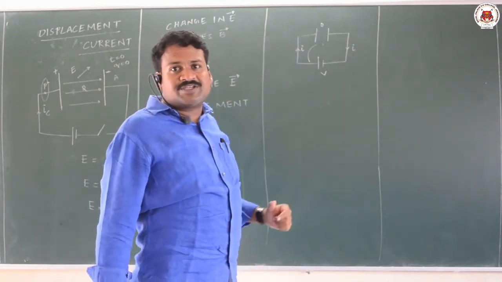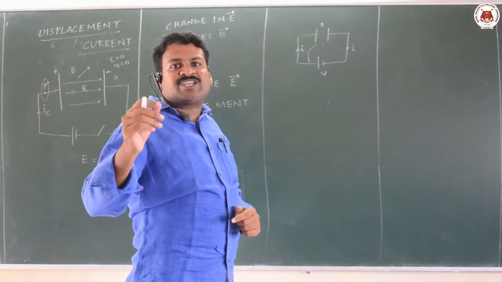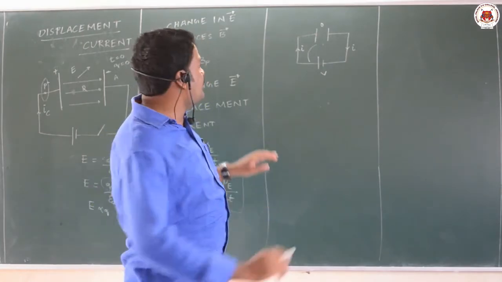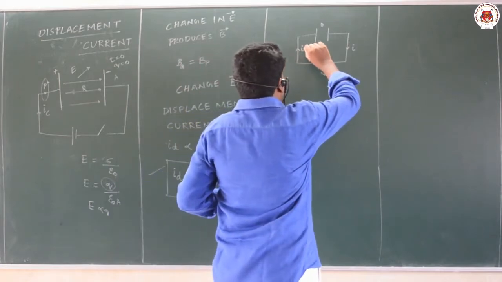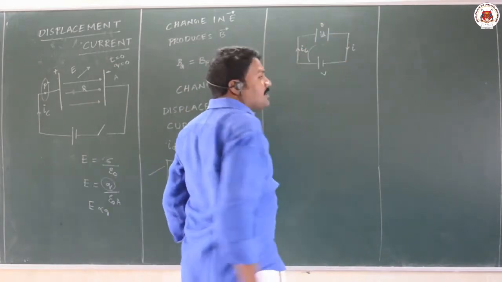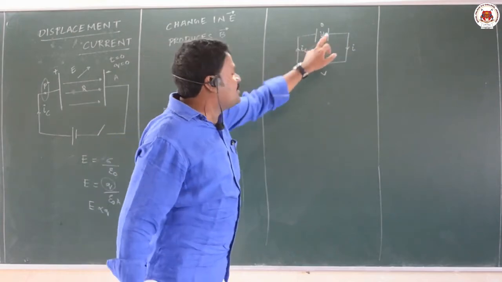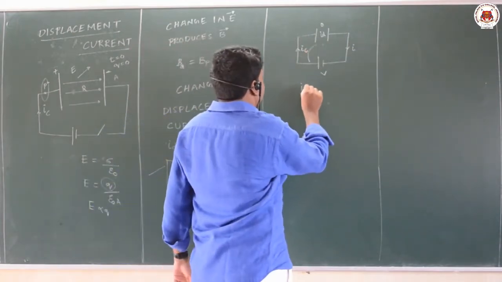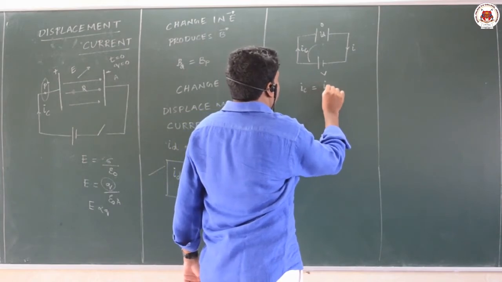For that reason, displacement current explains the continuation of current in a circuit. So in a circuit, here it will be conduction current, here it will be displacement current. Here it is conduction current, here it is displacement current. And conduction current is equal to displacement current. Why is conduction current equal to displacement current?